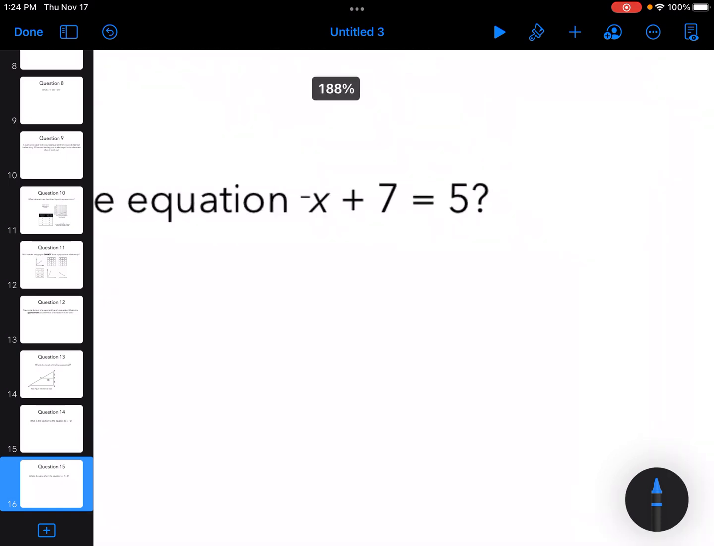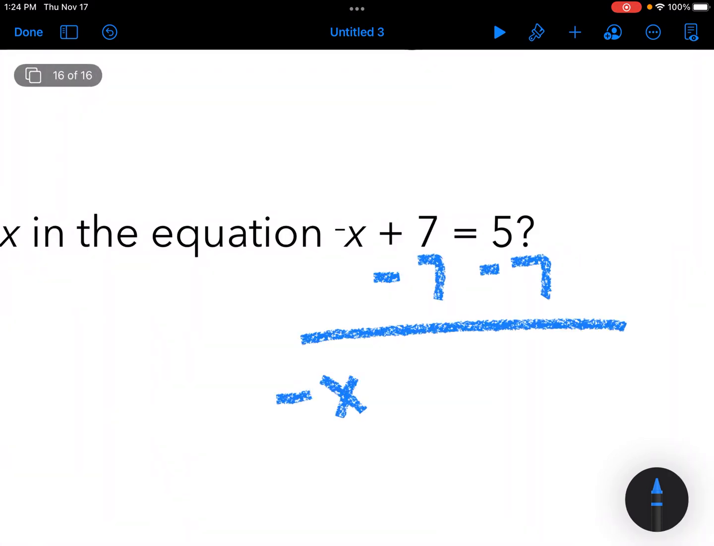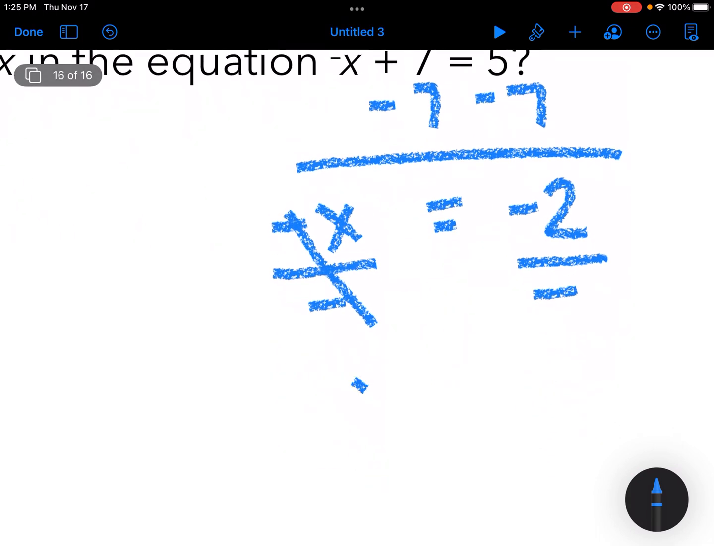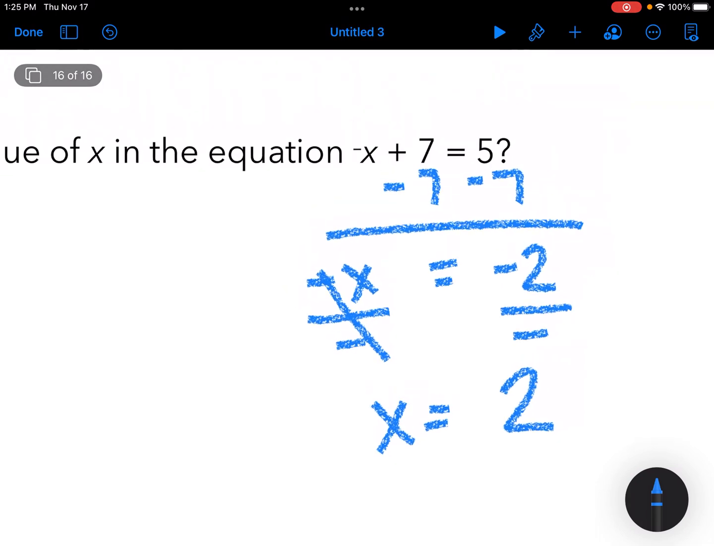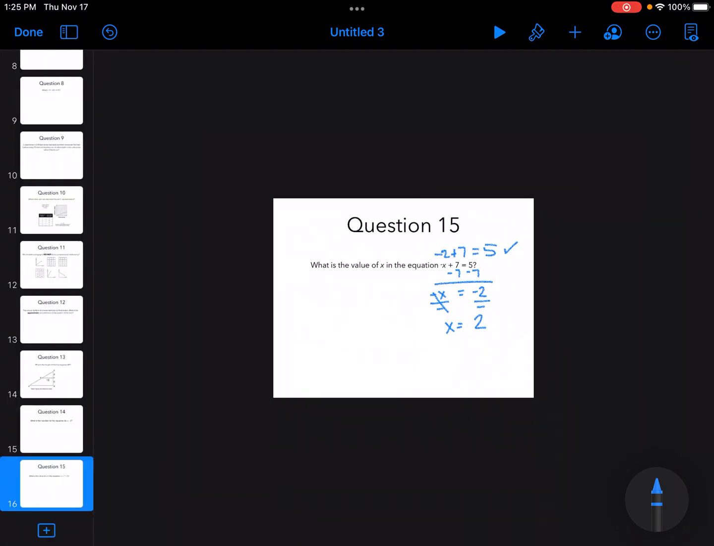Okay, what is the value of this equation? So we're going to subtract 7 on each side. So -x equals -2. Well, I don't want a negative x, I want a positive x. So I'm going to divide by a negative on each side. So x equals +2. And if we check that, it's going to work. So -2 plus 7 equals 5. That checks out. It's true.